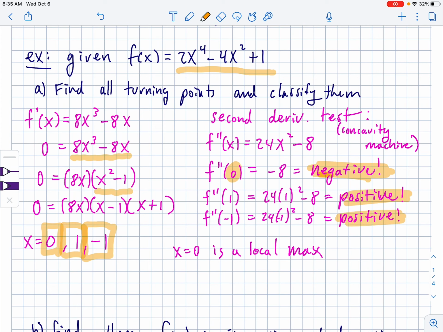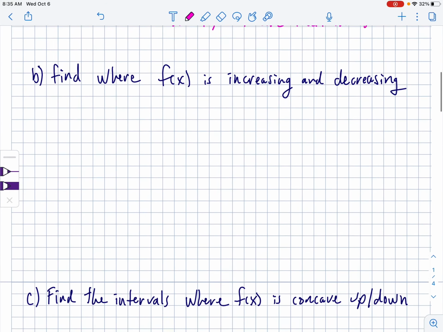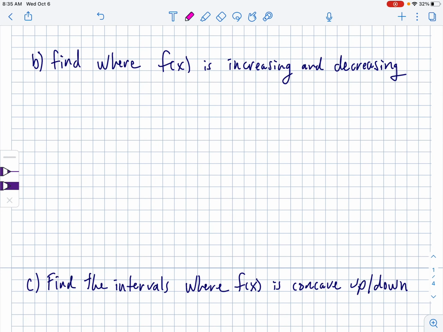Now, when you get a positive out of the second derivative, that means that it is concave up, and that means it's the bottom of a valley. If the concave is facing up, that means that you're at the bottom of a valley. So that means x equals negative 1 and x equals positive 1 are local mins, bottoms of valleys.